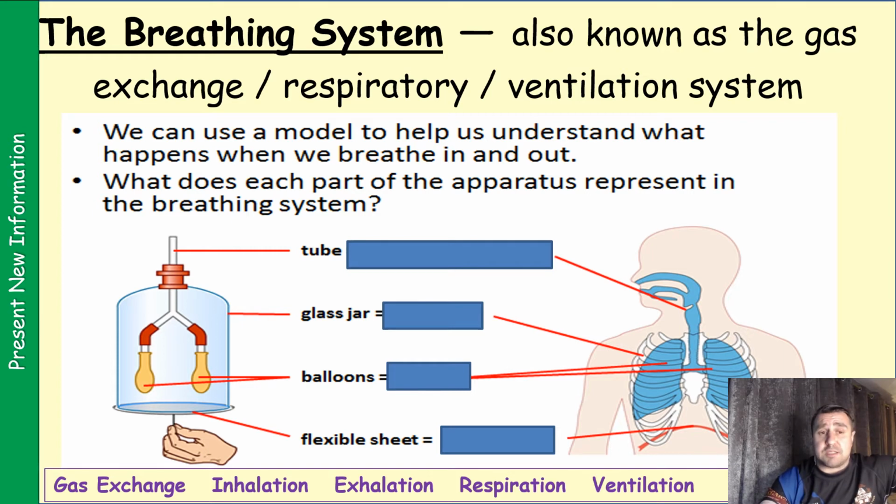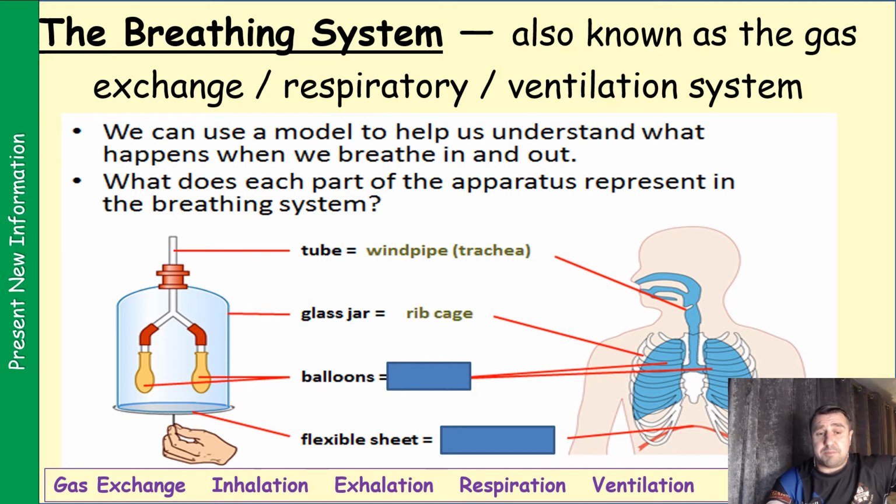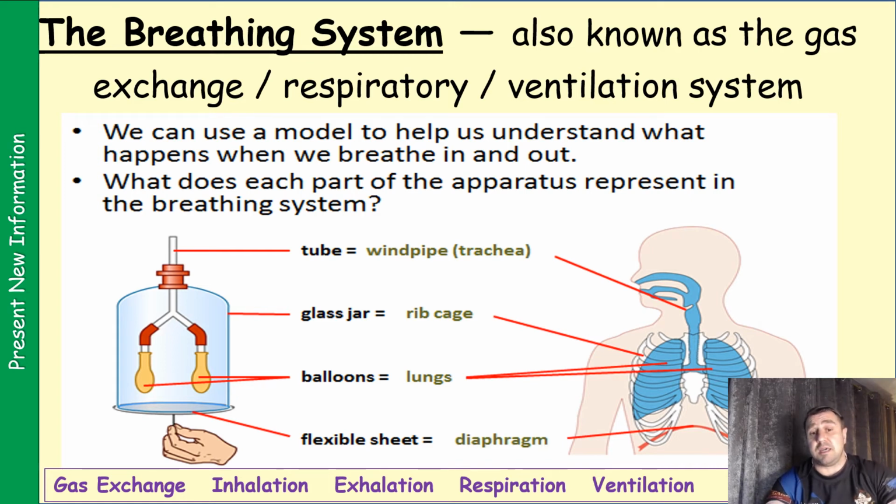You can use some household items like straws, sellotape, balloons, and a big drinks bottle, probably one of those huge squash bottles that your mum buys, and then you can see what each part of the apparatus represents in the breathing system. So we're going to have a look at that. In that model, the tube represents the trachea or the windpipe. The glass bottle represents the ribs or the rib cage. The balloons represent, really easy one, the lungs, and the flexible sheet, which is at the bottom, at the base of the rib cage, is the diaphragm.